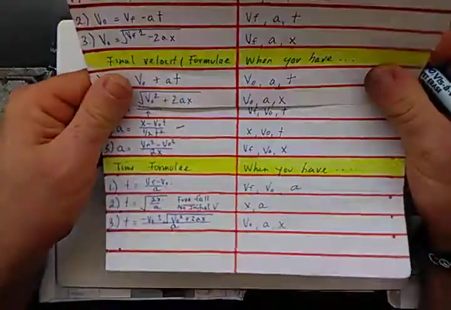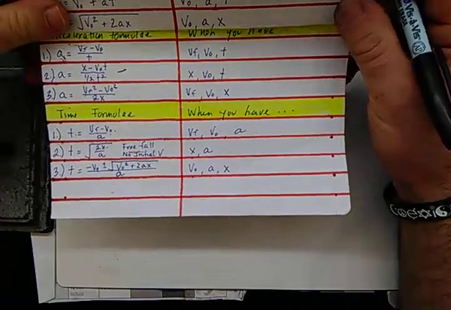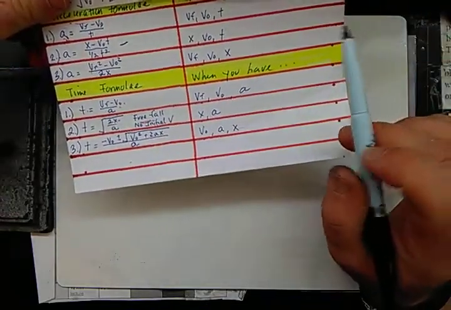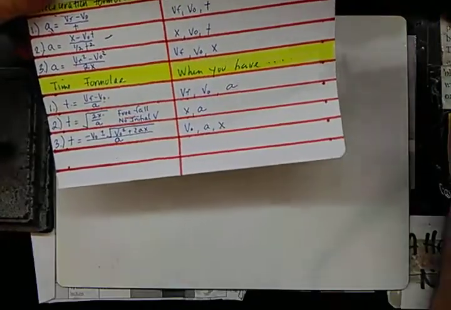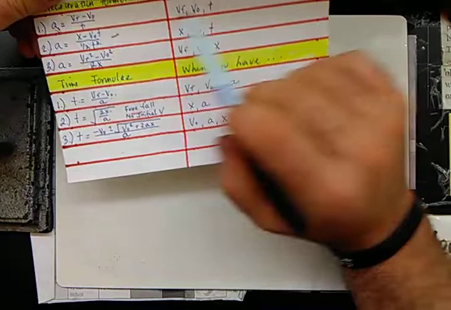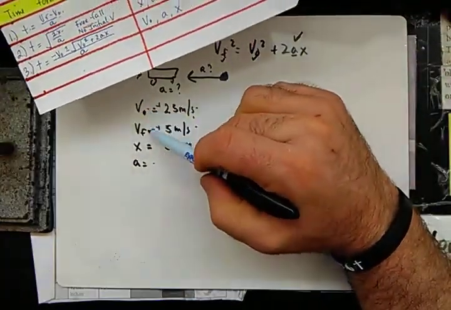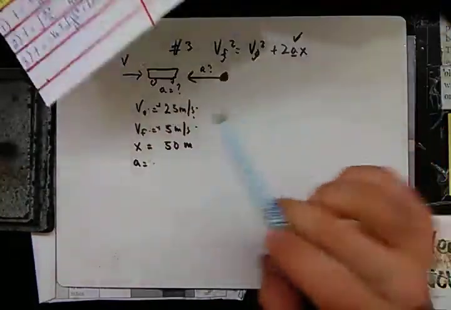So let's look at our cards here. Okay, again, this takes practice, ladies and gentlemen. It's not just going to come very easy to you. You've got a lot of information here, and you're going to need to take some time, and I'm going to give you some time in class to do some of these problems. Okay, so I have V naught, initial velocity, final velocity, and displacement. And I'm looking for A.